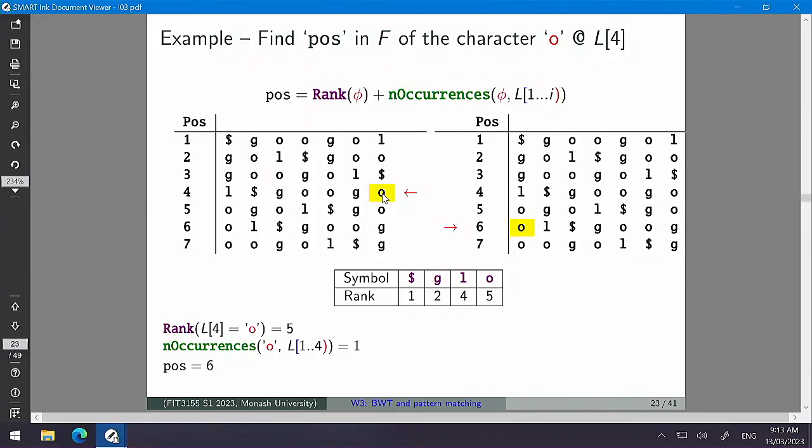this O appears in the first column, I have to find the rank. Rank is 5. How many times have I seen an O from 1 to i exclusive? Exclusive, meaning from 1 to the one position before, inclusive. So you have to exclude that position. The number of times I've seen it is once, so it's 5 plus 1, which is 6. So if you look at the 6th position, that is pointing to that O there. Does that make sense?